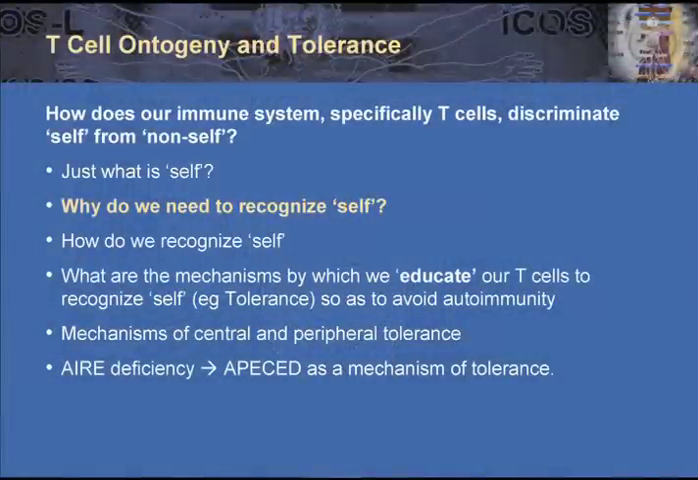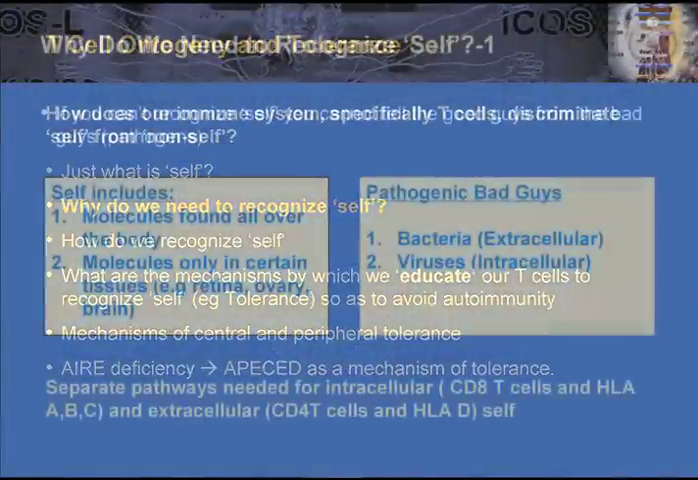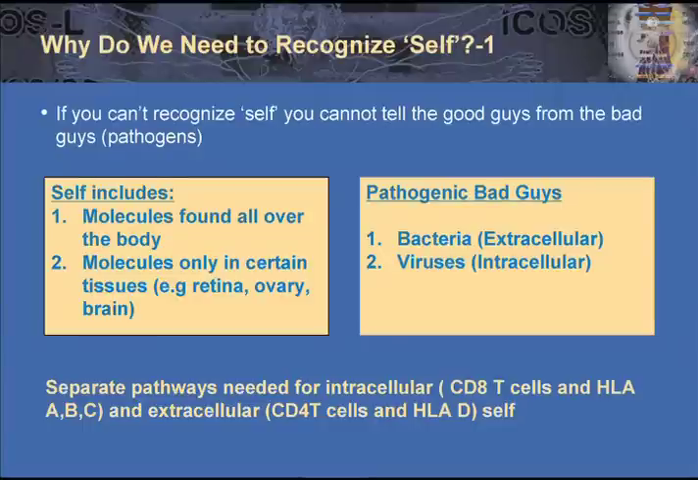So why do we need to recognize self? Well, this is pretty obvious, but let's review it anyhow. The first thing is that when we want to recognize self, we really want to tell the good guys from the bad guys, okay? So bad guys are shown in the right-hand panel. There are two kinds of pathogenic bad guys. One are the bacteria or fungi or whatever, the things that live extracellularly. The second type of pathogenic bad guy are the viruses, because they live inside cells, so they're not amenable to direct attack outside the cell.